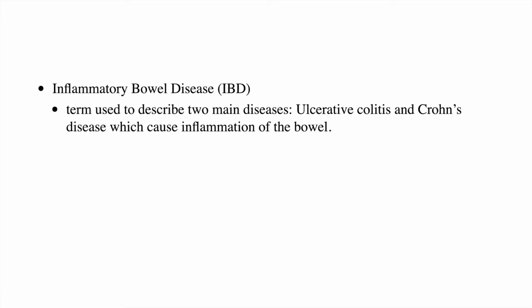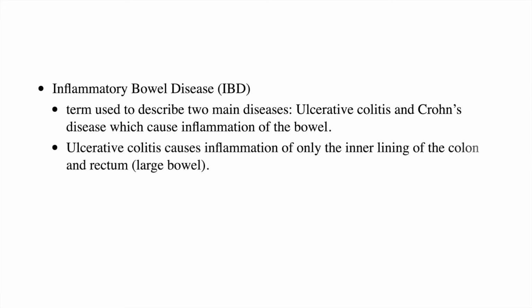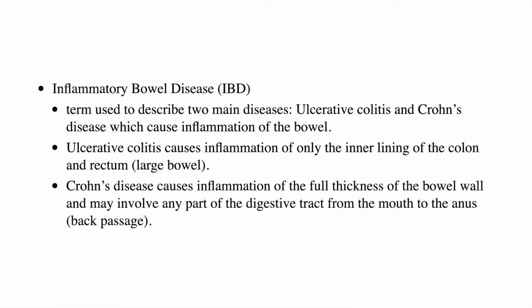Also mention that there are 2 types of this disease: one is ulcerative colitis and the other is Crohn's disease. The second thing is you can show on the picture that you have drawn that in ulcerative colitis there is inflammation of the large bowel, and in Crohn's disease there's inflammation of the full thickness of the bowel, but it can involve any part of the digestive tract from mouth to the back passage. Okay, so that's it. Keep it simple.